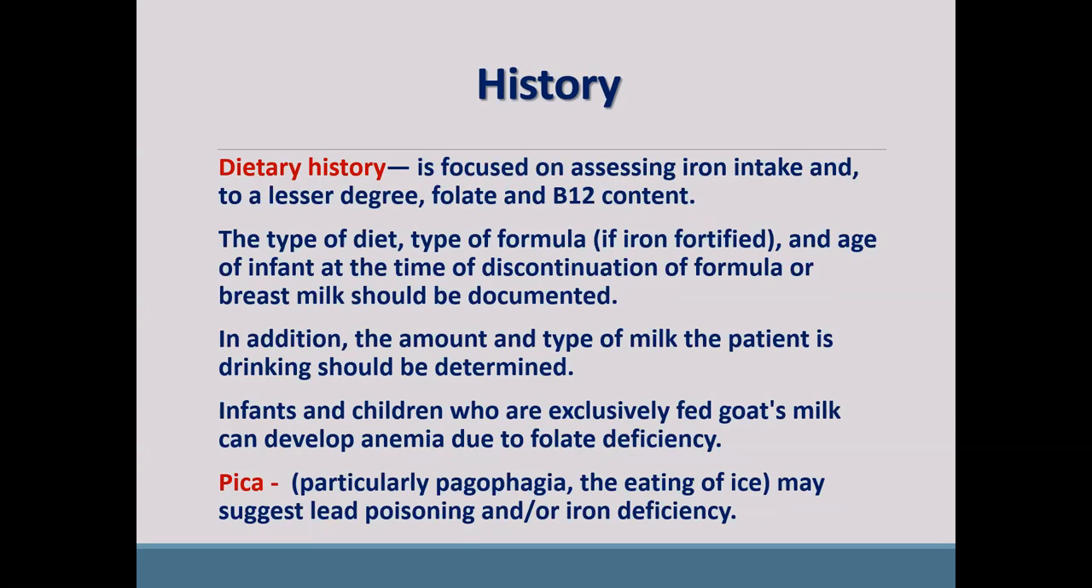For example, cow milk shouldn't be given in the first year of life because it might cause iron deficiency anemia. Infants and children who are exclusively fed goat's milk can develop anemia because goat milk is deficient in folate. Pica, especially pagophagia, eating of ice, may suggest lead poisoning and/or iron deficiency anemia.